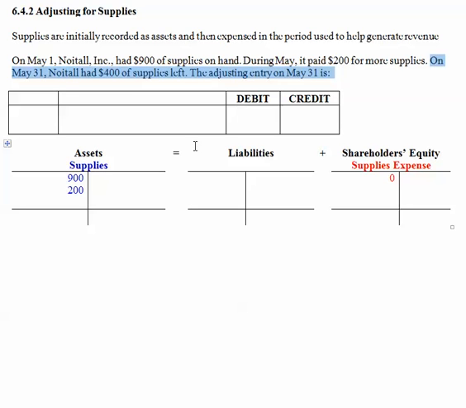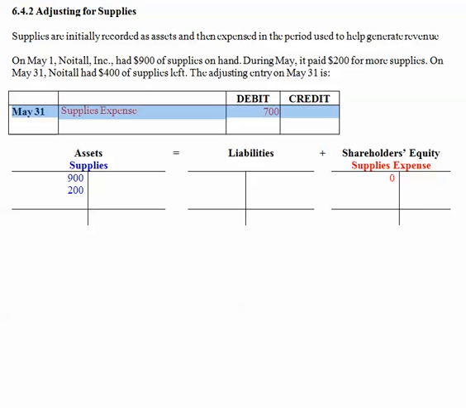So how do we do it? Well, at the end we need to have an ending balance of 400. How are we going to get to an ending balance of 400? Well, you basically have a formula. You take 900 plus 200, which is 1,100, and you subtract x to get to 400. When you make that calculation, you find that you have used 700 of your supplies.